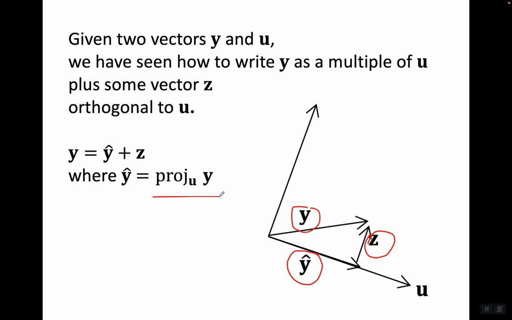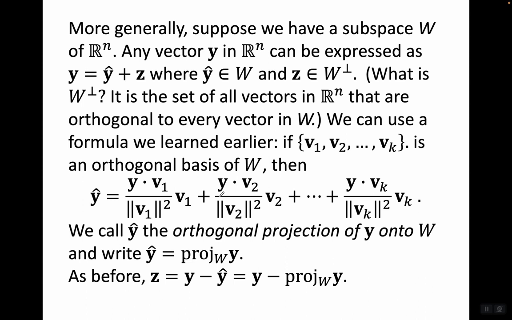Now let's look at a generalization. More generally, suppose we have a subspace W of Rn. Any vector y in Rn can be expressed as y equals y hat plus z, where y hat is in the subspace W, and z is in W perp. What is W perp? It's the set of all vectors in Rn that are orthogonal to every vector in W.